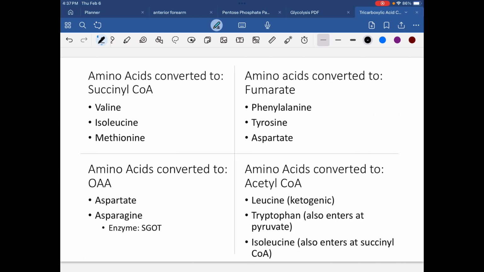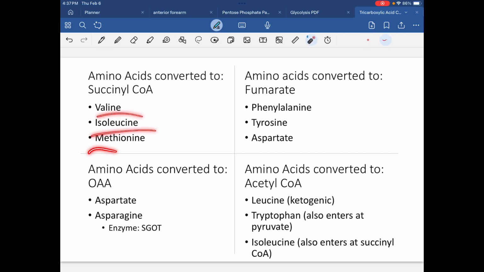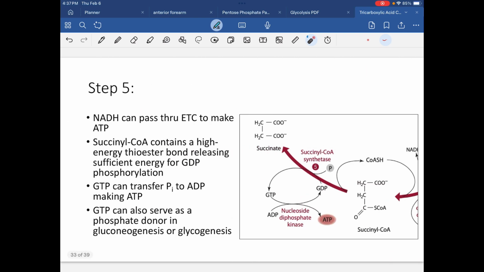Amino acids converted to succinyl-CoA. We have valine, isoleucine, methionine. For these shorter lists where it's 2 or 3, I don't have mnemonics. At that point, I don't think anyone really needs a mnemonic. It's only 3 you have to remember. If you want to make a mnemonic, go at it. So succinyl-CoA we saw right here, so we can convert these amino acids into this molecule and it will go through its loop.